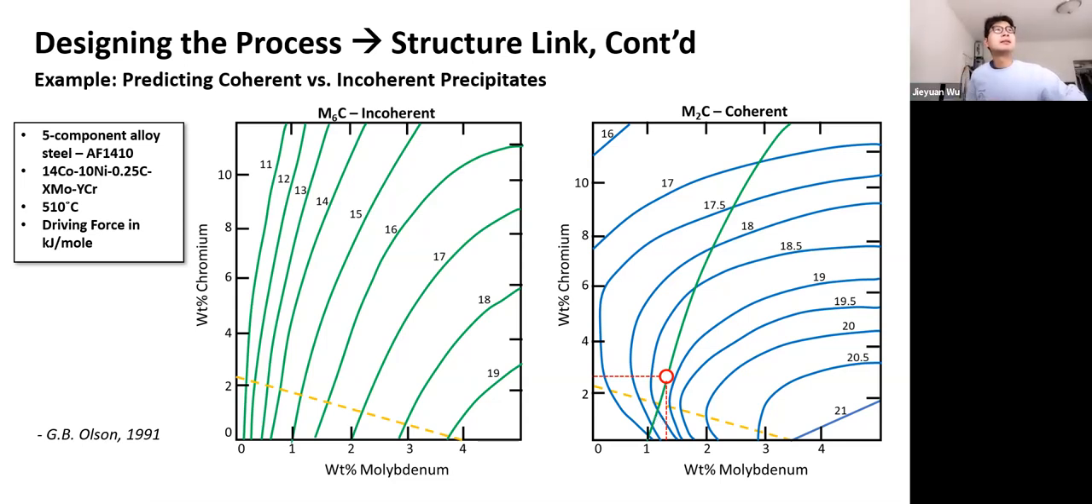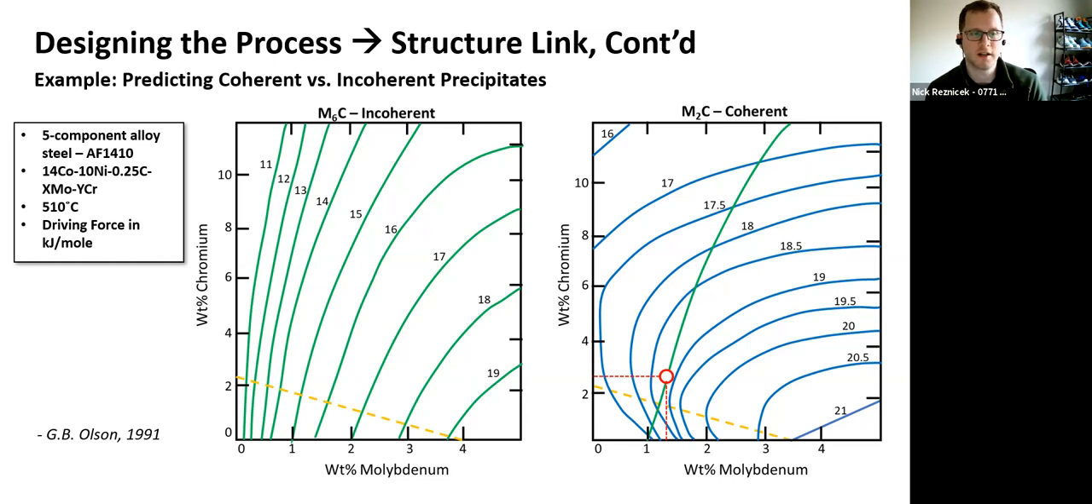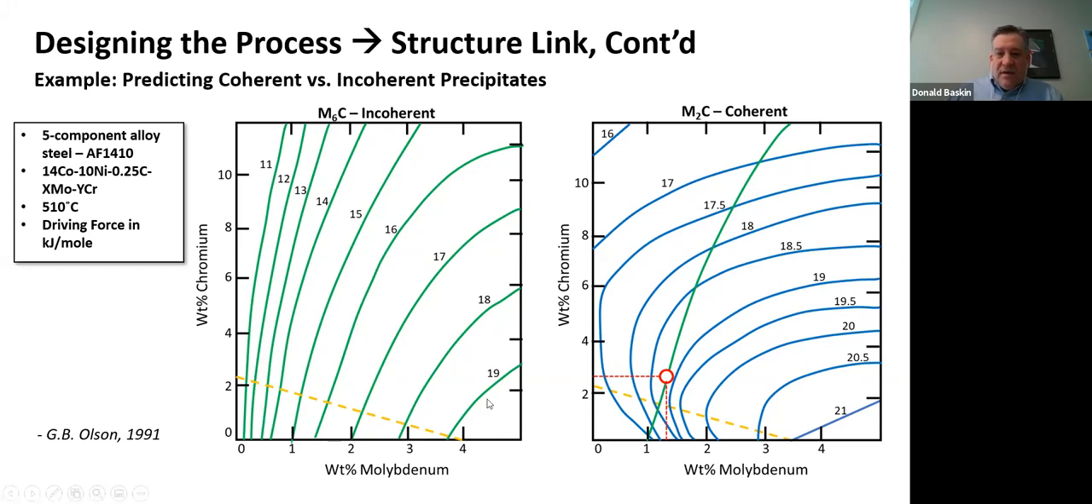Thank you. Does the dotted yellow line have any other significance beyond just the set of conditions that they tested? No, it's just an experimental result. They tried multiple different compositions along this yellow line, collected data along it, and then took mechanical property measurements.